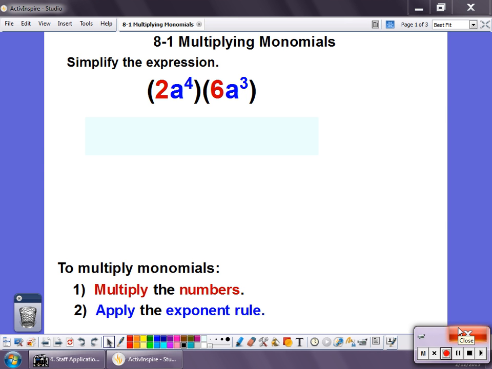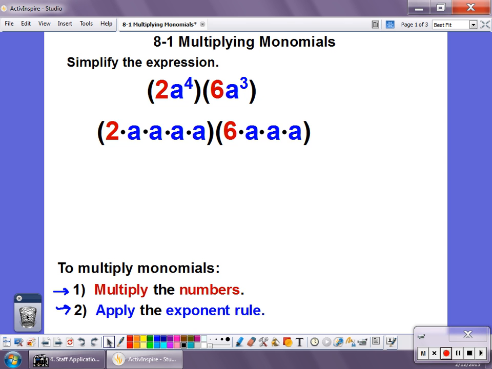When it comes to multiplying monomials, there are two steps you need to follow. The first step is to multiply your numbers, and then the second step is to apply the exponent rules that you have in your problem. It's easy to see if you take the problem and expand it.